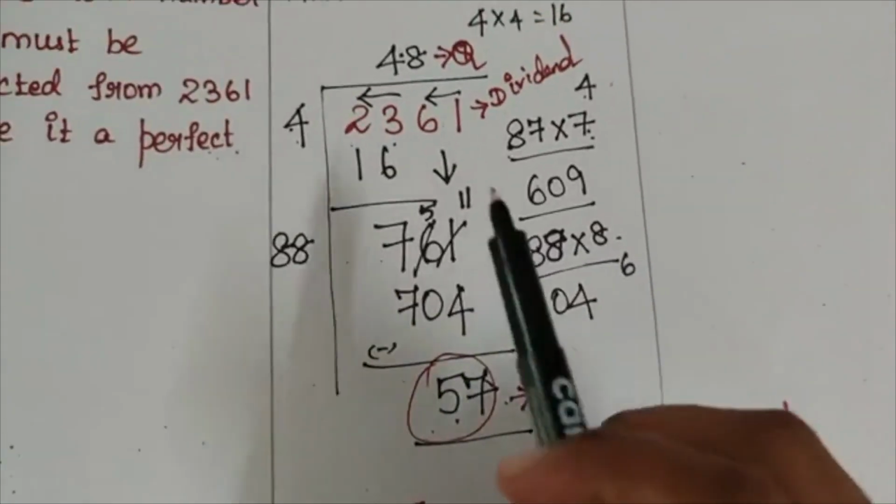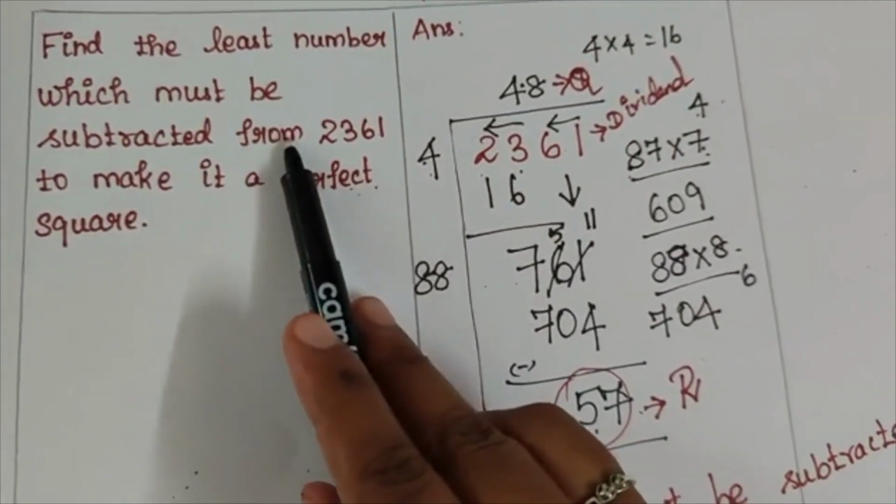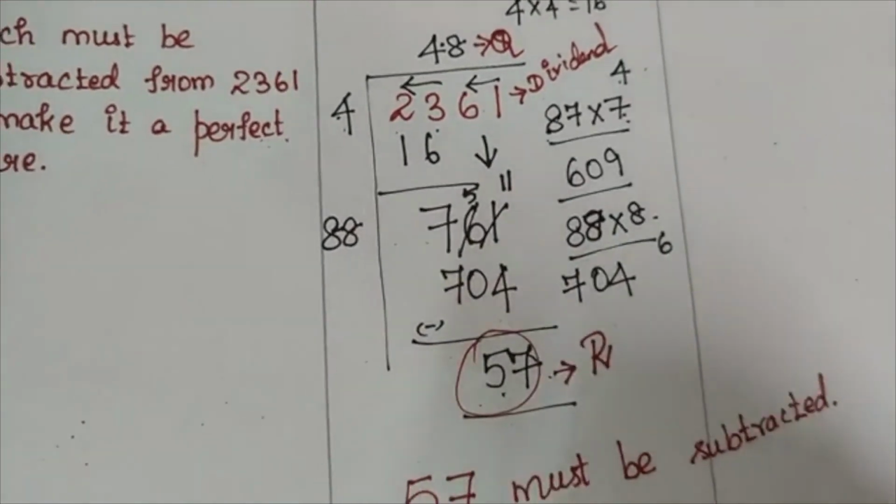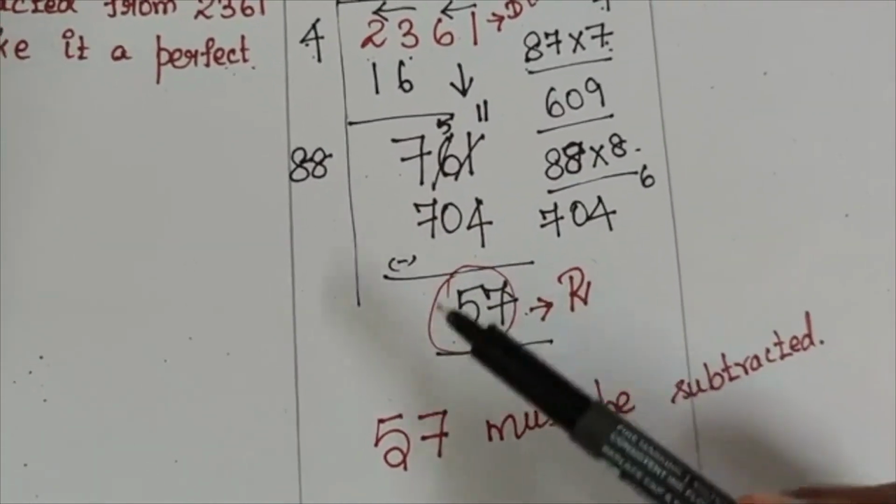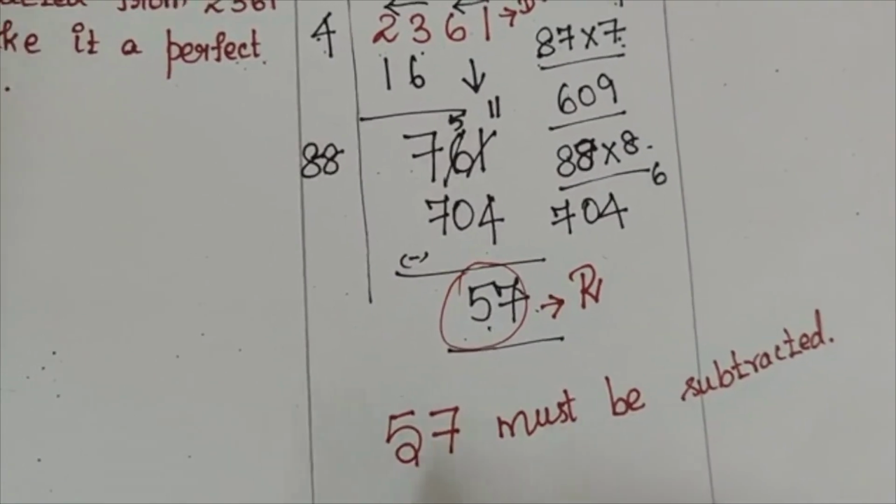So just remember that whenever you need to find what number must be subtracted, you can perform long division. You will definitely get a remainder. That remainder must be subtracted. Let's go to the next sum.